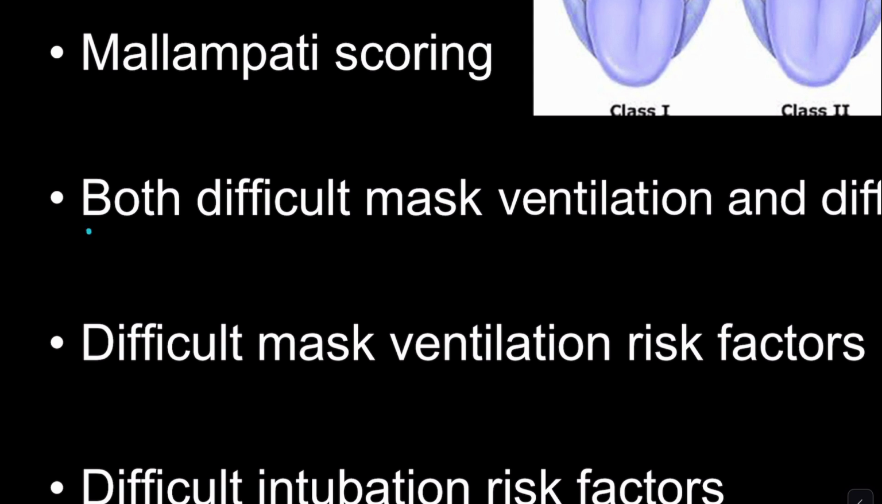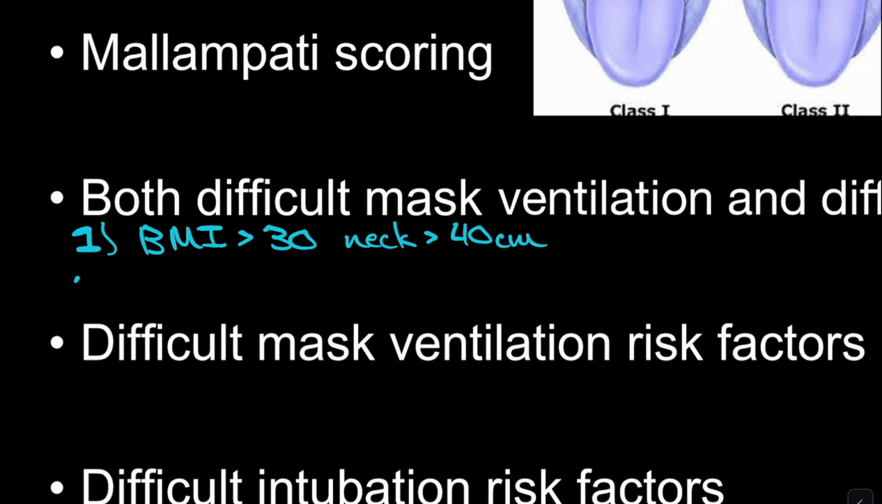The first one that I'd like to identify is BMI greater than 30. And then this kind of goes hand in hand with a thick neck circumference. So that would be a neck circumference greater than 40 centimeters. Next one is Mallampati score, which we were just talking about. Now you can kind of see the clinical significance of 3 or 4.